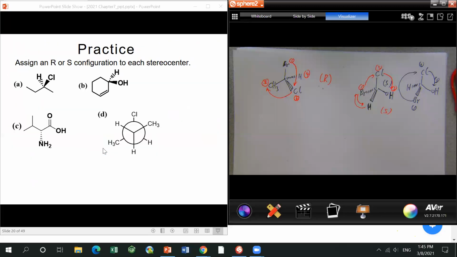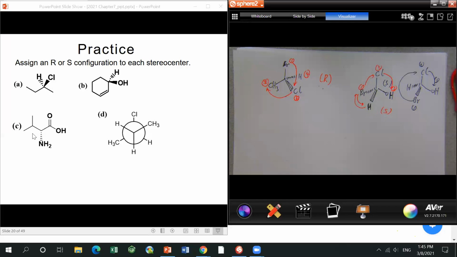All right, now it's your turn. Take a try. Try to assign R/S for all the chiral centers for this molecule. So the chiral center here, here, here, and the last one is your most challenging one. This one is a Newman projection. If you don't know how to do the last one, you can wait a little bit, I will give you an explanation. Don't worry, but you can try A, B, C.